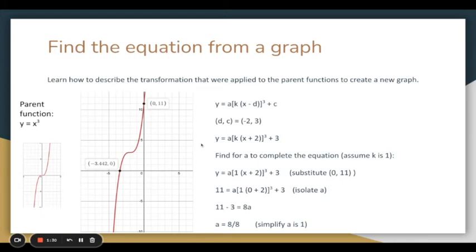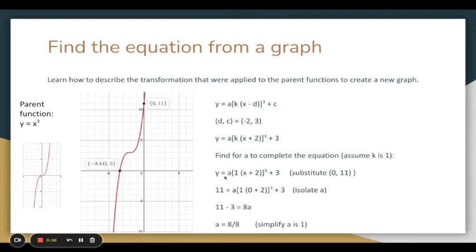So we plug this into the general form, as you can see, y equals a bracket k, x plus 2, to the power of 3, plus 3. This is the general form because the parent function is x to the power of 3, so we have to choose this as degree 3. We need to find the a value right now. While doing that, we assume that the k value is 1.